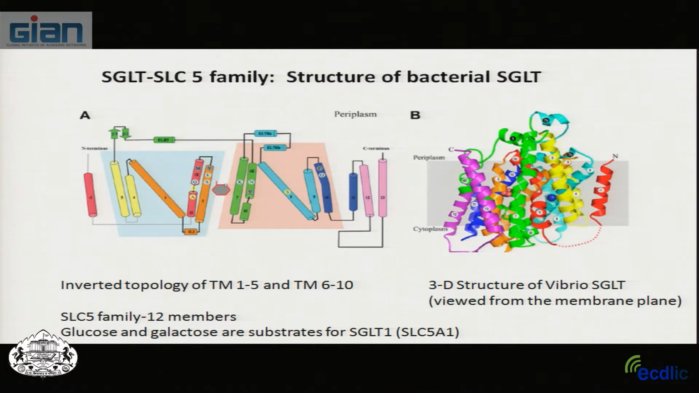So if this is the orientation, in this case you have the reverse, and this has been found in a number of transporters, and that seems to facilitate the alternate access mechanism. We'll also come to another mechanism, which is the elevator type mechanism. I'll also show you that. This is the crystal structure of the bacterial sodium glucose transporter. This SLC5 family has 12 members, and glucose and galactose are substrates for sodium glucose transporter 1.